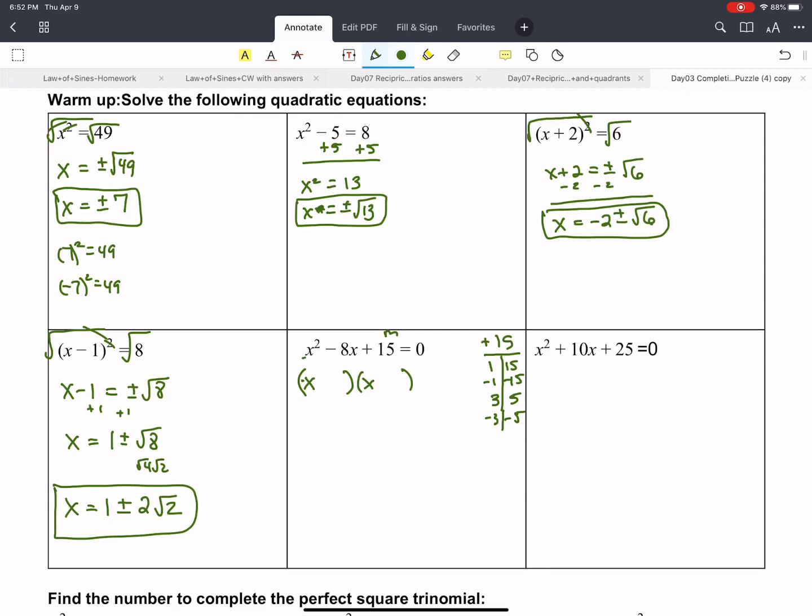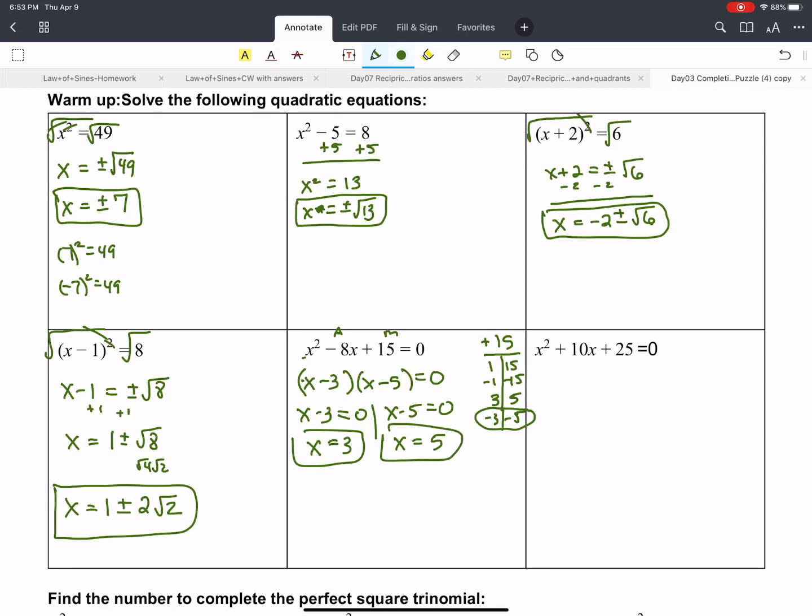Well, whichever one we choose, they have to add to negative 8. And so to add to negative 8, that would be these two. So I will put those in, x minus 3 times x minus 5 equals 0. So now I can set each one equal to 0 because it's two things multiplying to get 0. So that's x minus 3 equals 0, x minus 5 equals 0. So x equals 3, x equals 5. So there are your two solutions.